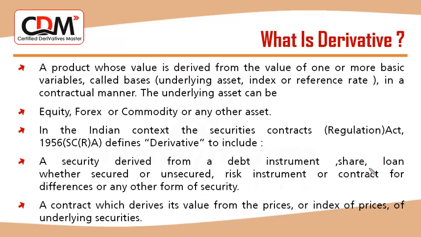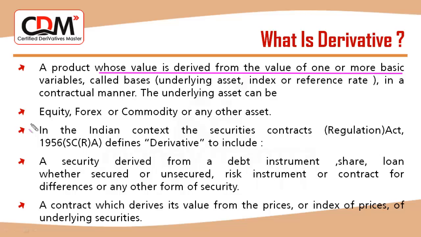Now, options are a part of derivatives. What is a derivative? Derivative is a term for a product whose value is derived from the value of one or more basic variables. In simple language, options are a tool or instrument that is part of the derivatives market. For example, butter is a derivative whose value is derived from the value of milk.